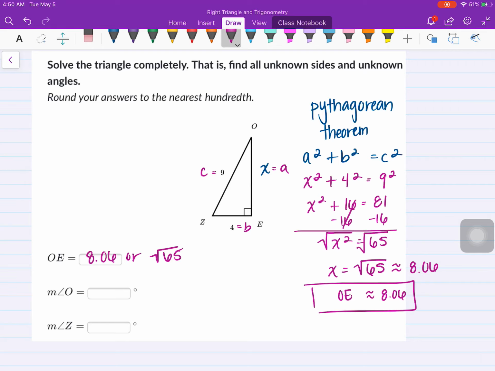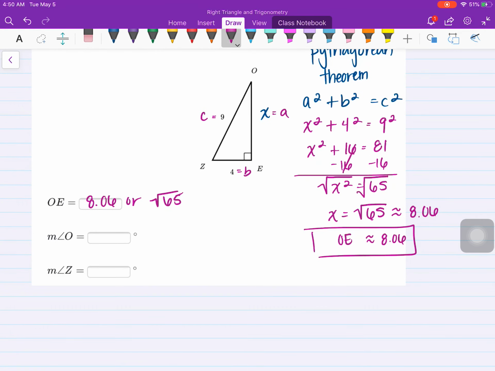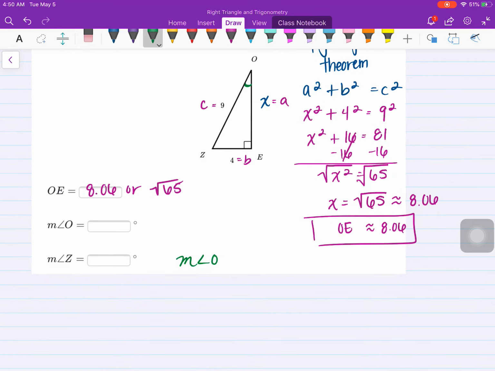Now I want to move on to finding the measurement of angle O. In order to do this, I want to find or label what my opposite, adjacent, and hypotenuse are based on my sides here. The side that is opposite to our given angle is considered the opposite, and I'll put that OPP. Then the side that is opposite to the 90-degree angle is considered the hypotenuse, so I'll put that as HIP. And then the other side in this case would be considered the adjacent.